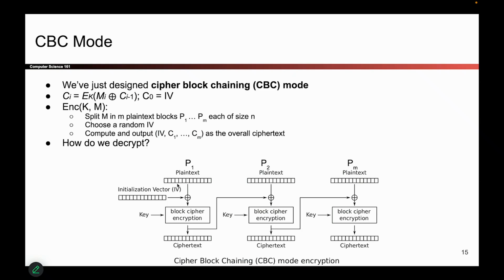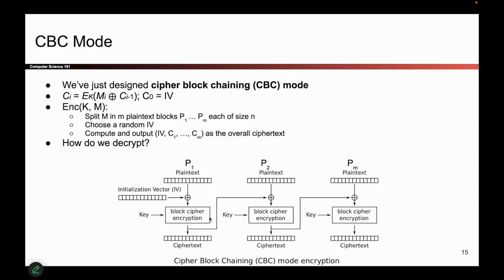So now we have an encryption scheme. We've introduced some randomness. Now, fair warning, randomness doesn't guarantee security, but at least it's not deterministic. So we have a scheme. Now let's think about decryption, security, and other properties of this scheme.